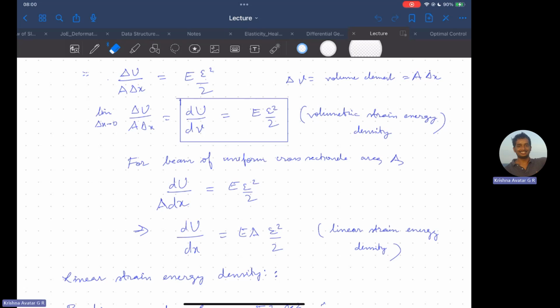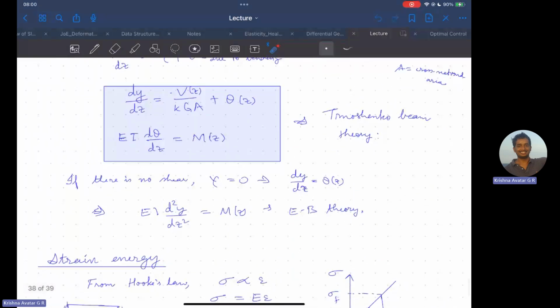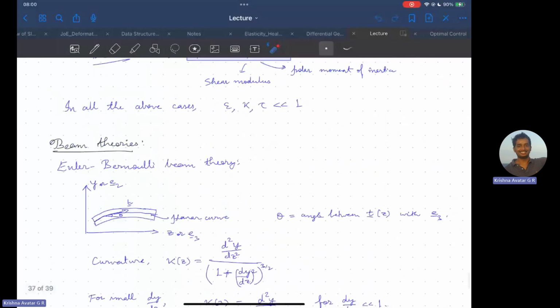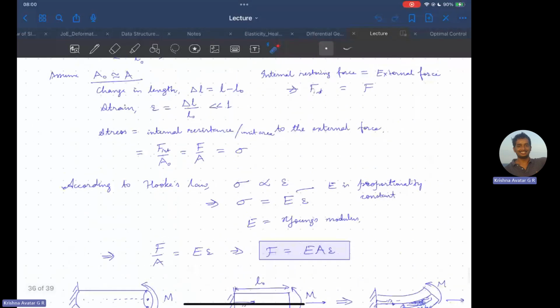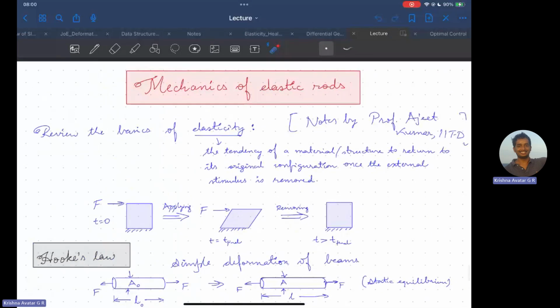Okay, so let's begin with this sixth lecture on applied mechanics, applied differential geometry in mechanics. In the last lecture, we had begun with a description about mechanics of elastic rods, right?